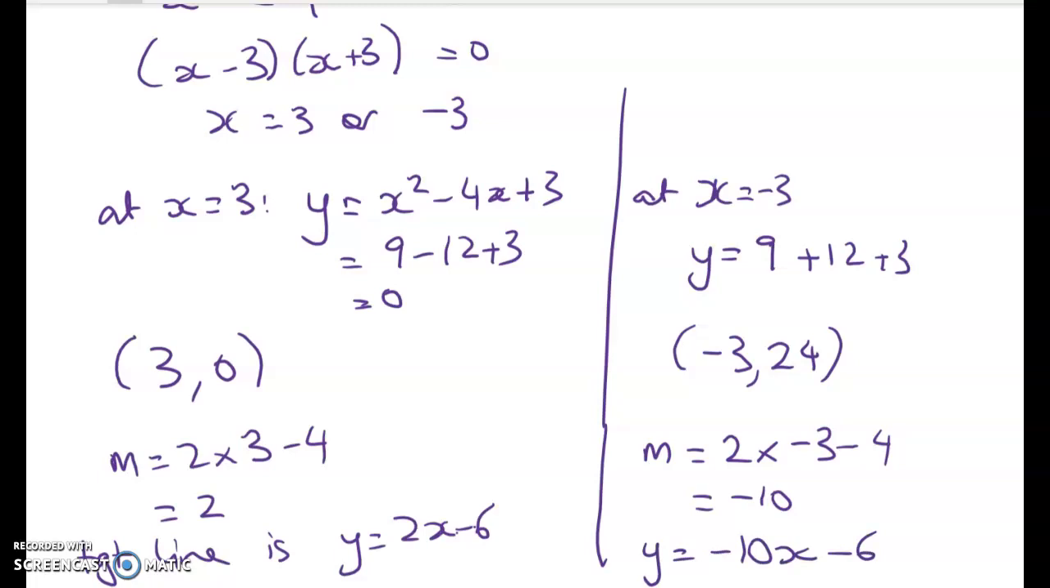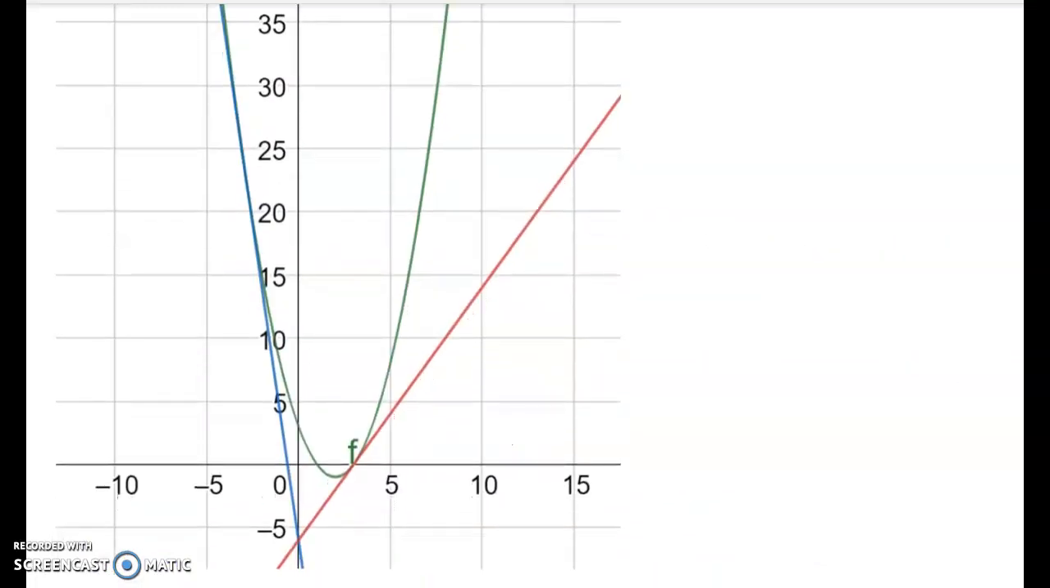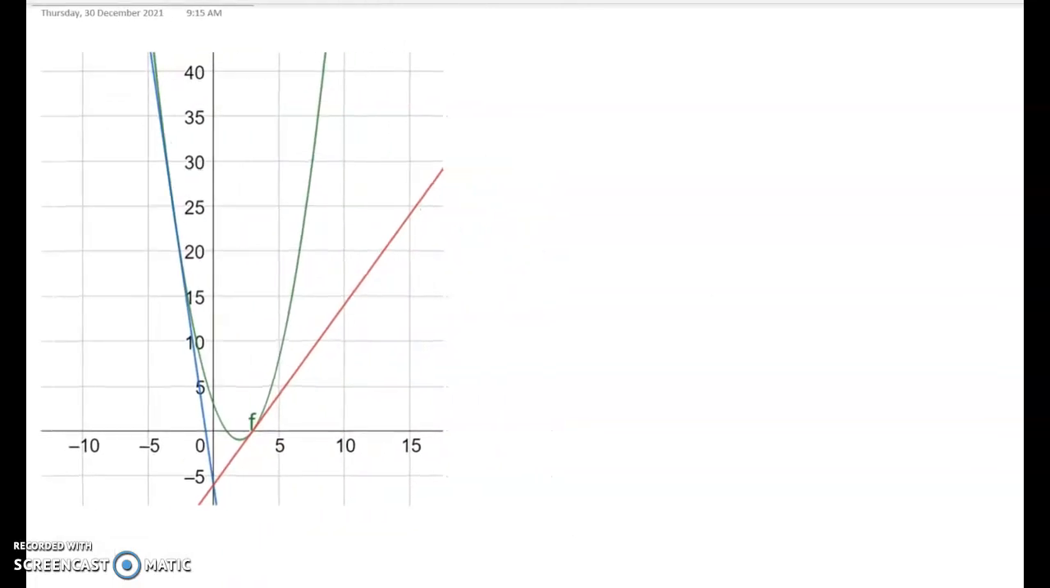And the tangent is y equals -10x minus 6. And you can see from looking, I'm going to show you a graph that I've done at the end. You can see that that's exactly right. Okay, so that's the first method, and that's one way to do it.